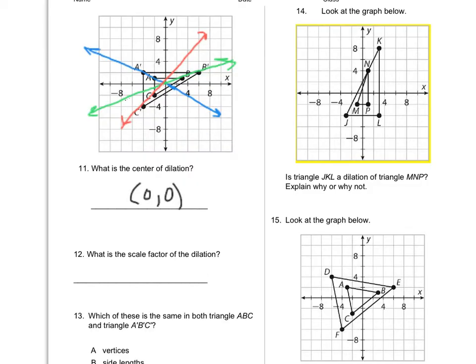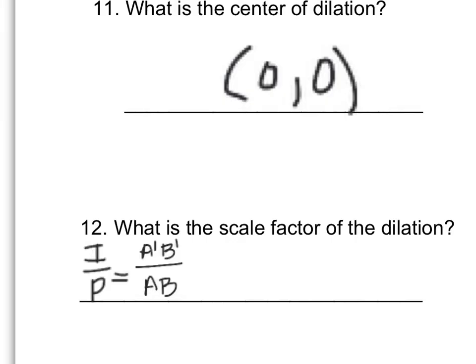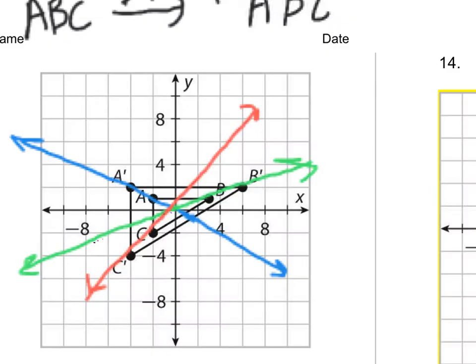To find our scale of dilation, I am going to do the fraction image over pre-image, which in this case I'm going to do A prime B prime over AB. We're going to have to go back and look at the picture in order to take measurements. If you take a look at A prime B prime, then you can see here that it measures 10. A prime B prime equals 10.